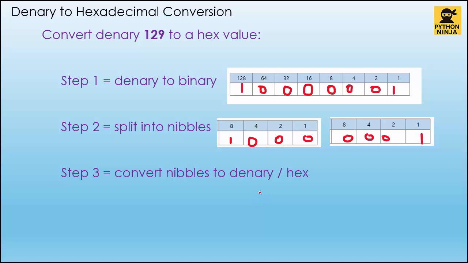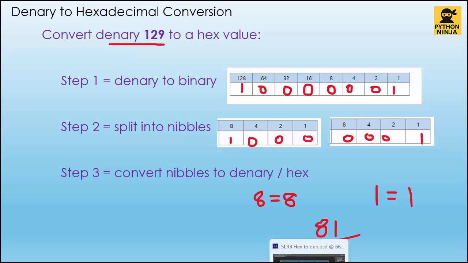So that's 8, and this is 1. So A is 10, isn't it? We know that. So an 8 denary value is going to look like an 8 hexadecimal value, and a 1 denary value is going to look like a 1 hexadecimal value. So the answer, what is denary 129 as a hexadecimal number, is 81.